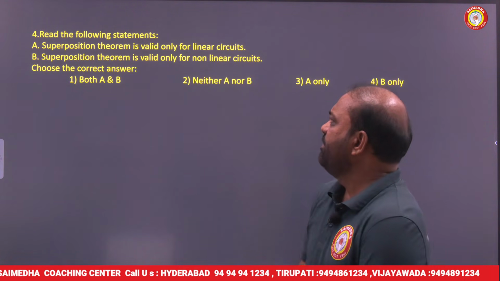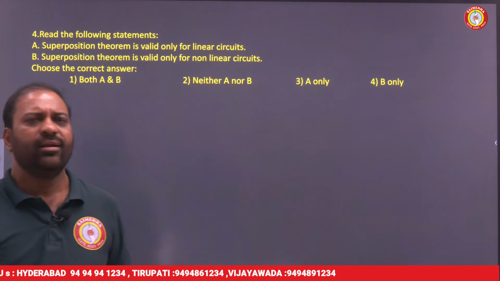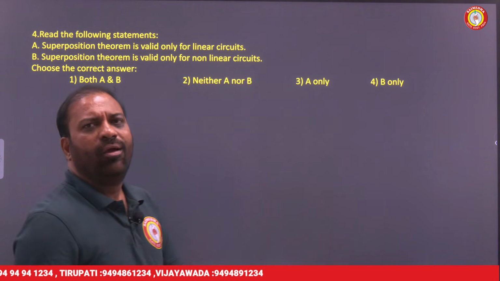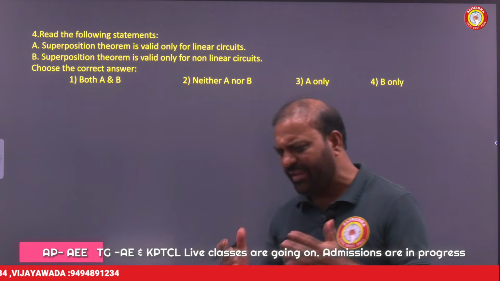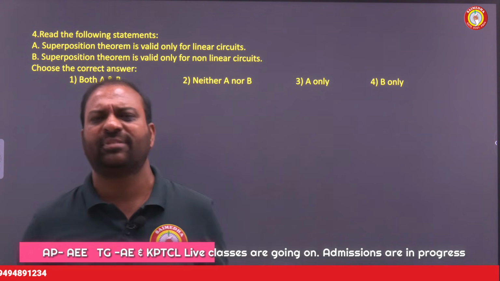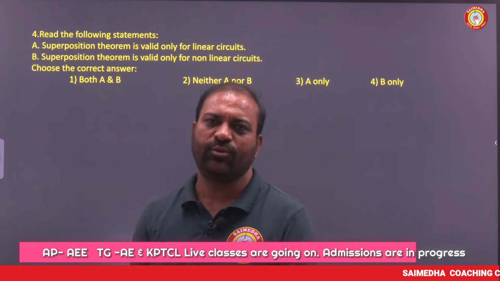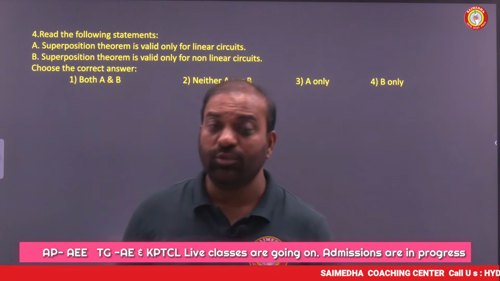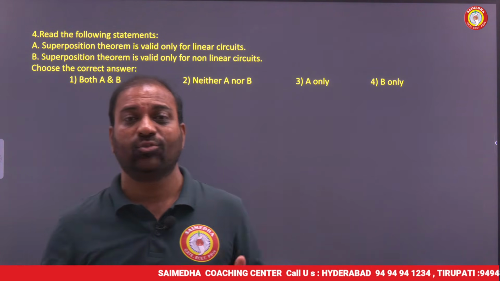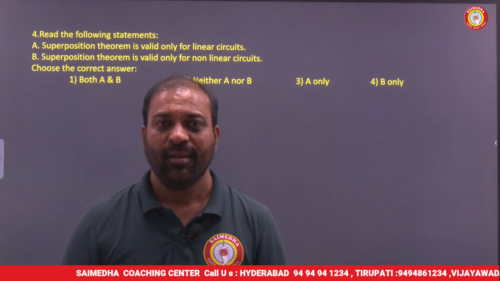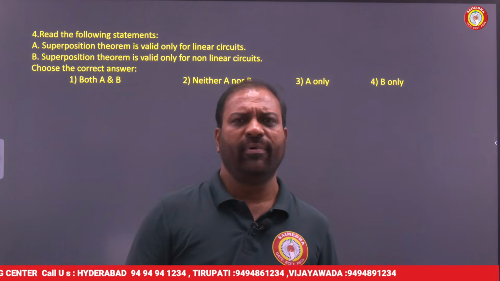Read the following statements. Statement A: Superposition theorem is valid only for linear circuits. Statement B: Superposition theorem is valid only for non-linear circuits. Choose the correct answer. My friends, it's a very simple question. Superposition theorem is strictly applicable to linear circuits only. By using superposition theorem, we can find the currents through the branches or voltage across the elements, but we cannot find the powers because power is a non-linear quantity.